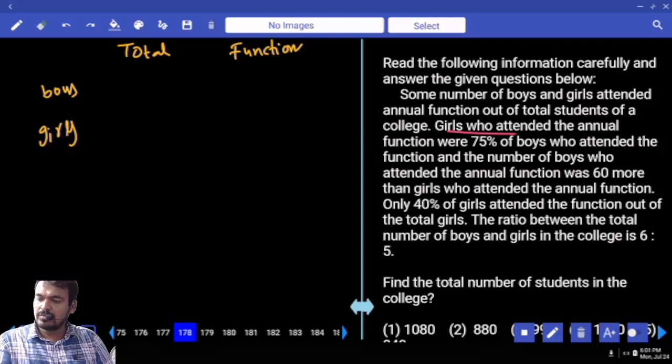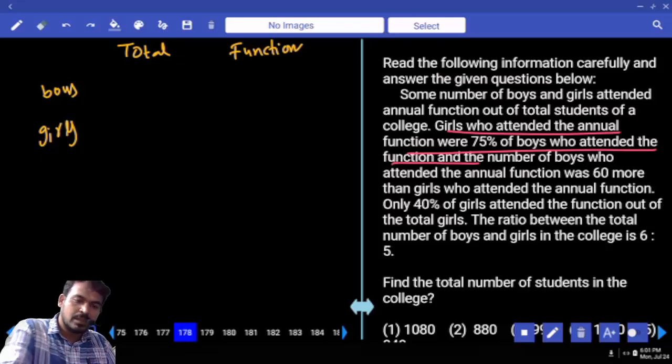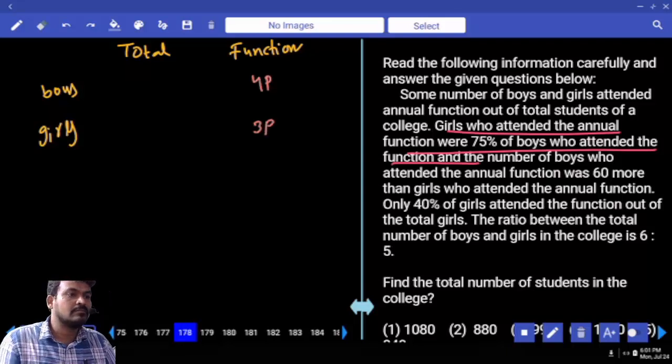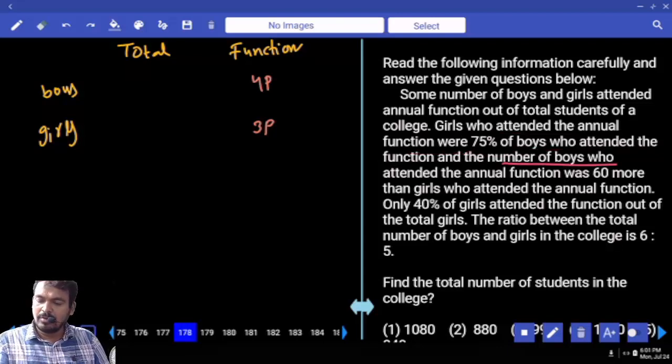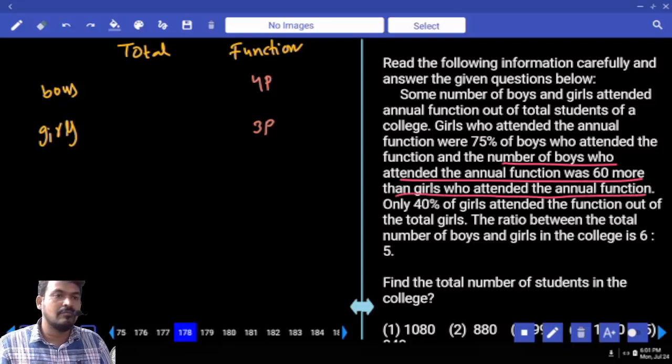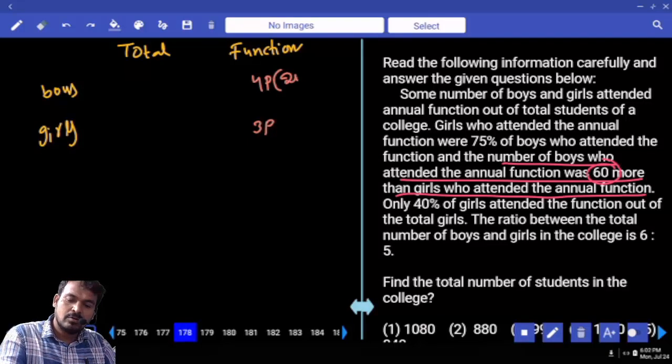First of all, the girls who attended the annual function were 75% of which one? The boys who attended the function. Suppose we consider boys as 4 parts, then girls will be 3 parts, those who attended the function. And one more, the number of boys who attended the annual function was 60 more than the girls who attended. How many parts is the difference? 1 part, and that 1 part equals 60. So 4 parts are 240, 3 parts are 180.